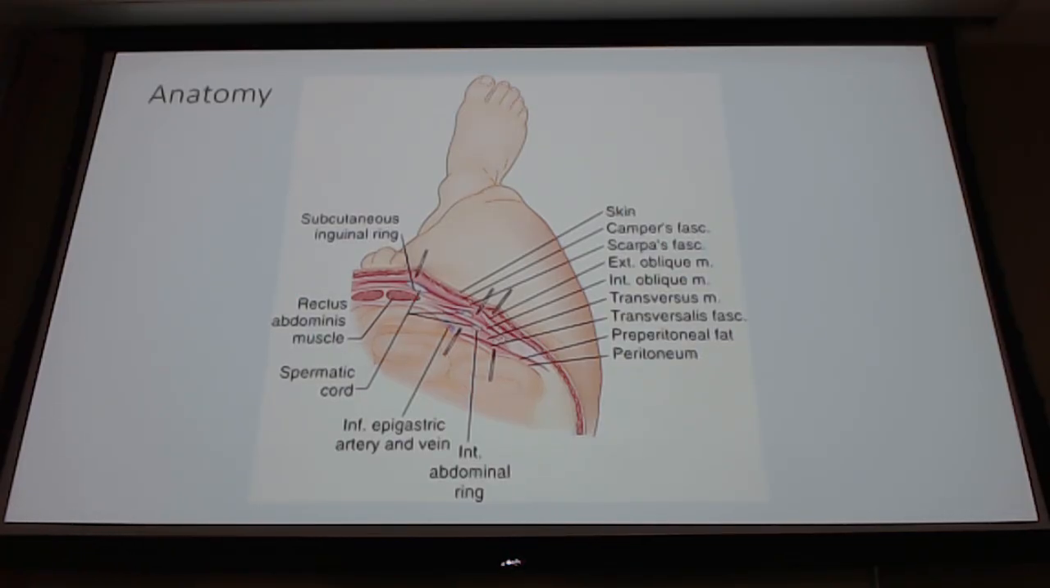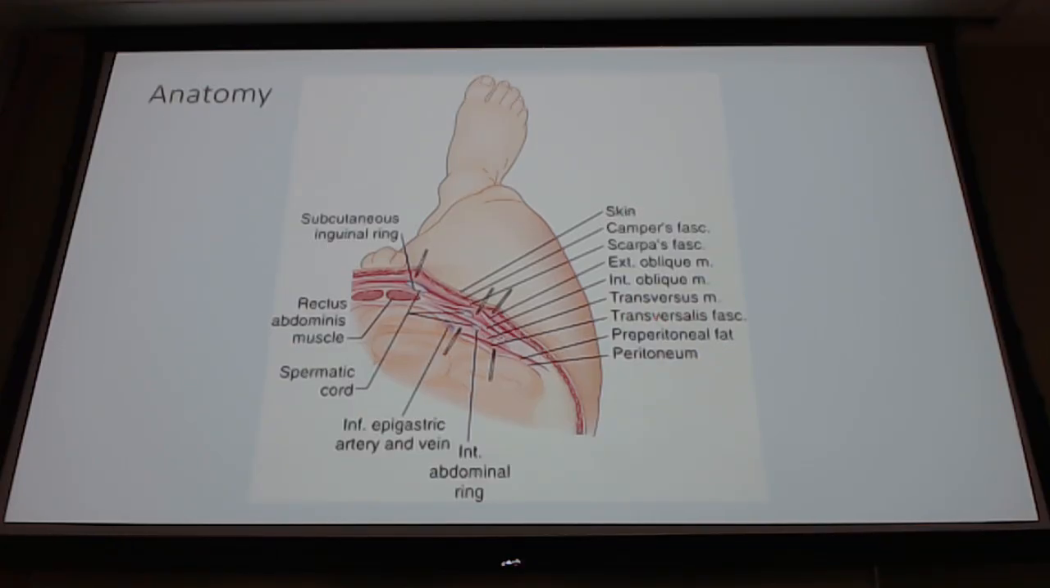This is really good when you're talking about the layers of the skin all the way through. It's just a little bit of a different view. You can kind of see, so you have the skin on the outermost, then you have Camper's fascia, Scarpa's fascia. You'll hear that a lot when you're in your general surgery rotation and you're doing open hernia repairs. This is good to know and to show, to really impress your surgeon that you know the layers of the tissue for an open hernia repair.